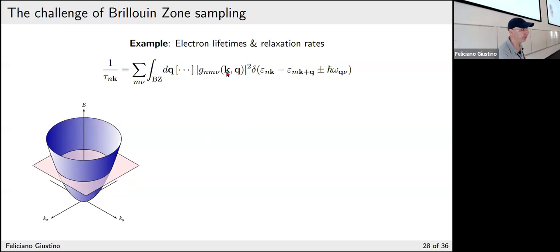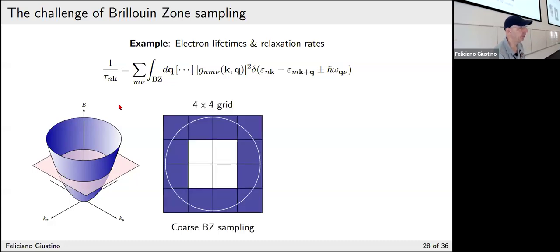That means that I need to calculate matrix elements for all possible states where the Dirac delta makes sure that the initial state has the same energy as the final state. So if I start, for example, on this corner, I need to calculate matrix elements for all possibilities of going from here to here, then here, here, here, here, here. So basically everywhere around the circle. As simple as that. Now, suppose I do a Brillouin zone sampling in the calculation by specifying a grid. Just to be very coarse, I'm going to say I want to do a 4x4 grid in 2 dimensions.